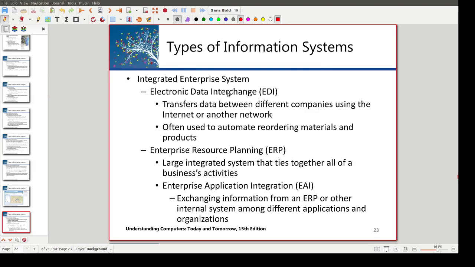Integrated enterprise systems include electronic data interchange, which transfers data between different companies using the internet or other networks. It is also often used to automate reordering materials and products. So this is for the integrated enterprise system, and there is also enterprise resource planning, which is large integrated systems that tie together all of the business activities.